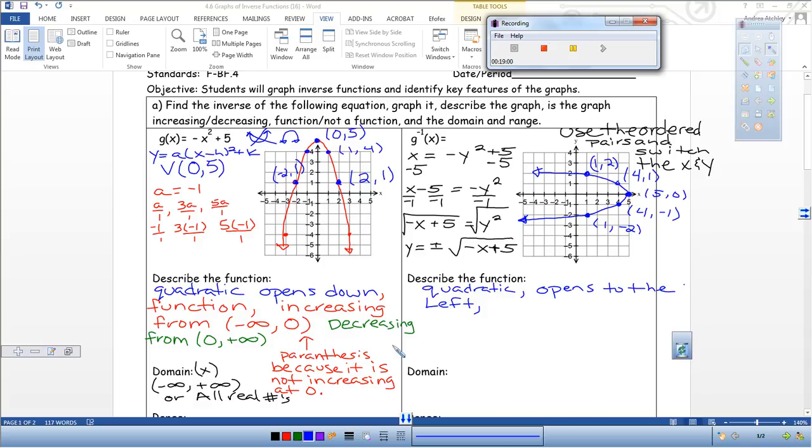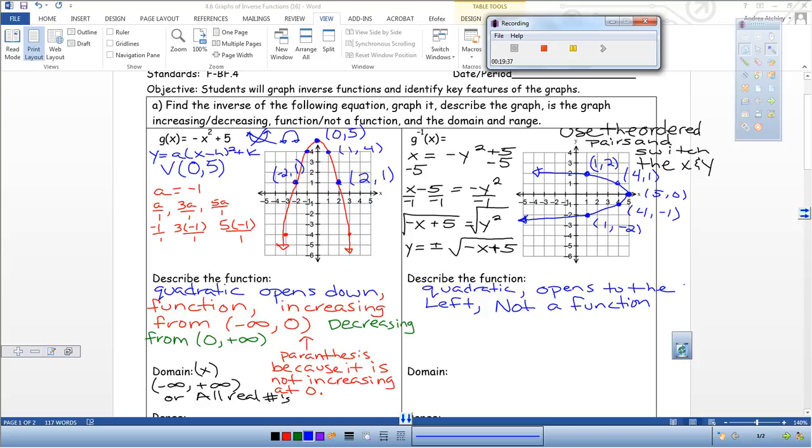Okay, it opens to the left. Is it a function? No, this is not a function. Because if I took my vertical line and went across my graph, notice here it would cross at 2 points, here it would cross at 2 points, okay? And that's not okay, so it's not a function. Any questions over that? We're all good?